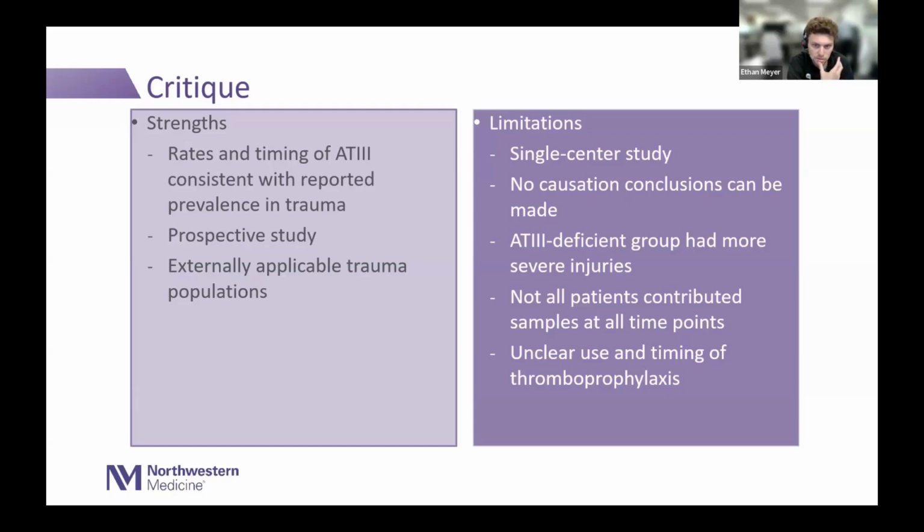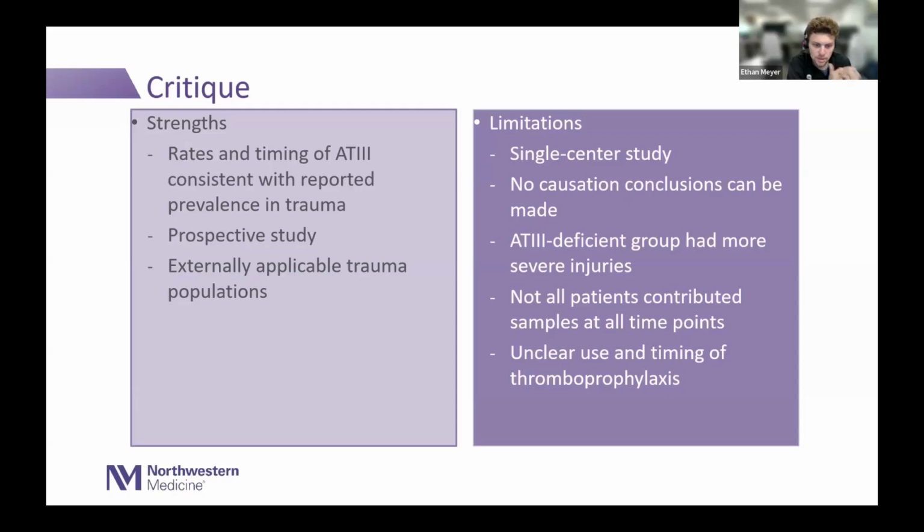No causation conclusions can be made. It was just an associative study. In addition, I think the antithrombin 3 deficient group having more severe injuries, which was highlighted by the percentage of level 1 traumas versus level 3, as well as our Glasgow coma score and injury severity score indicating more severe injuries within the antithrombin 3 deficient group. I think the baseline characteristics may potentially skew those outcomes.